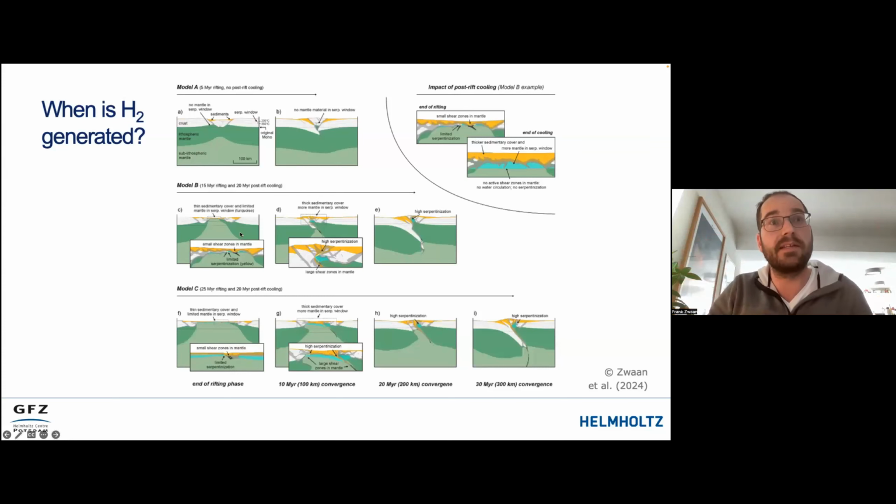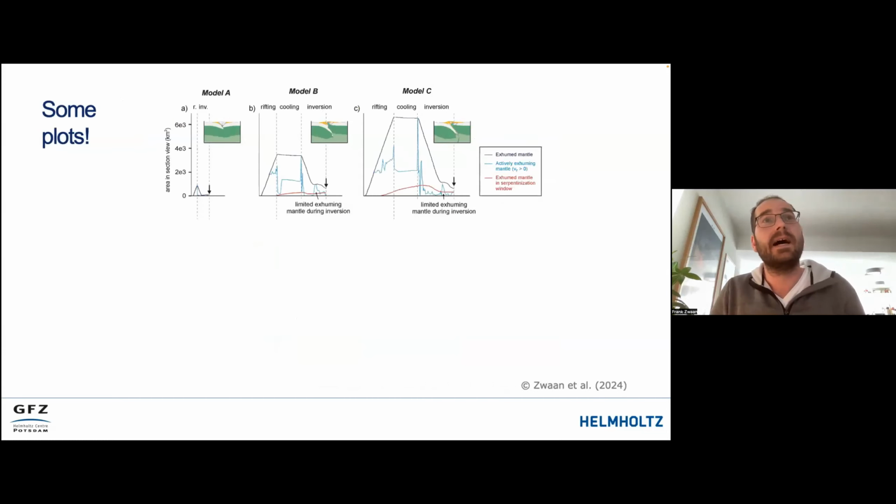So 25 million years of extension. You can maybe consider this an oceanic rifting phase in the end. And still here we have very small areas of serpentinization compared to what we can get during our orogen, where we have larger areas of yellow, let's say. So that is an important take-home message: we need large amounts of rifting, but if we then close the basin again, we can actually get more stuff.